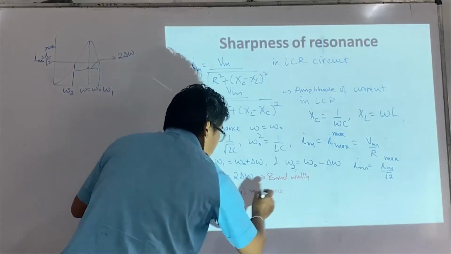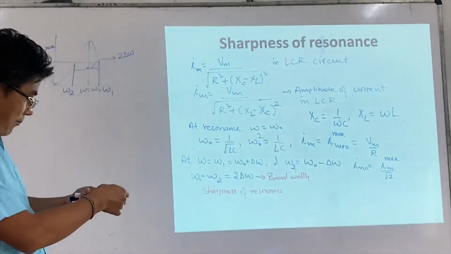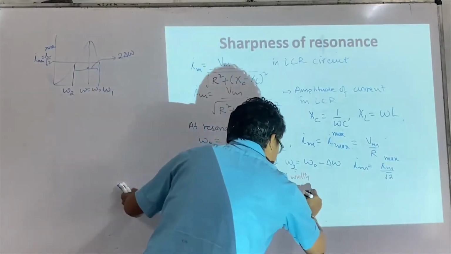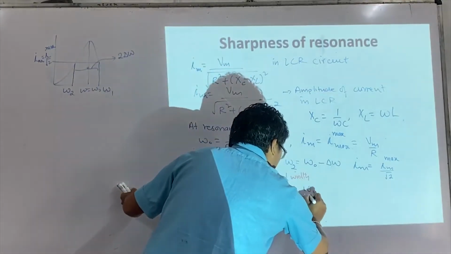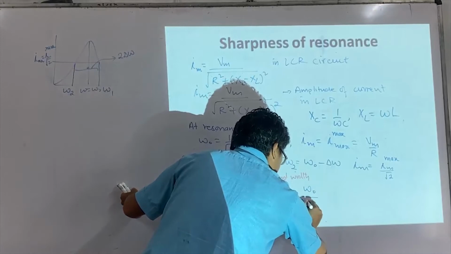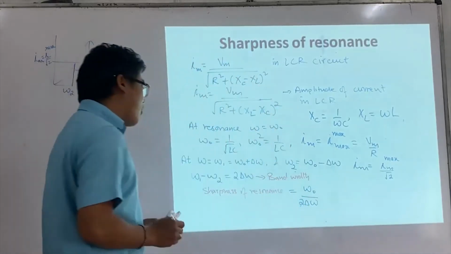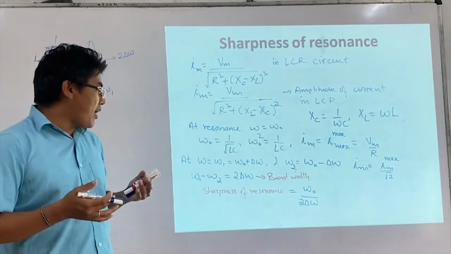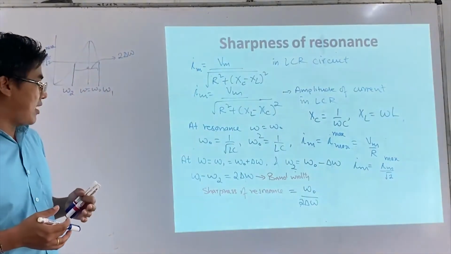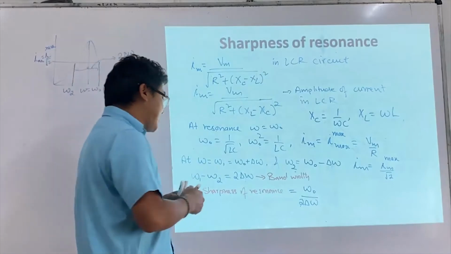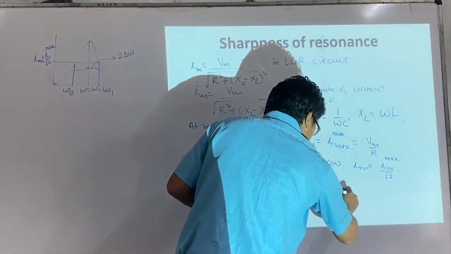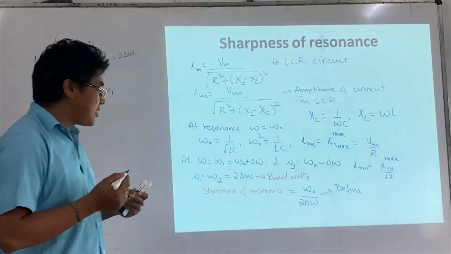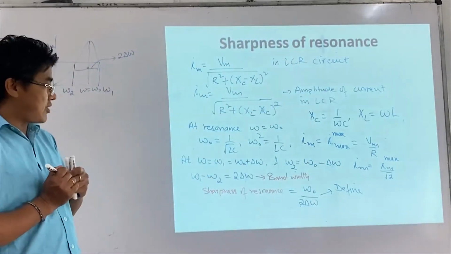I would like to define something called the sharpness of resonance, which is defined as omega naught divided by 2 delta omega. This defines the sharpness of resonance.